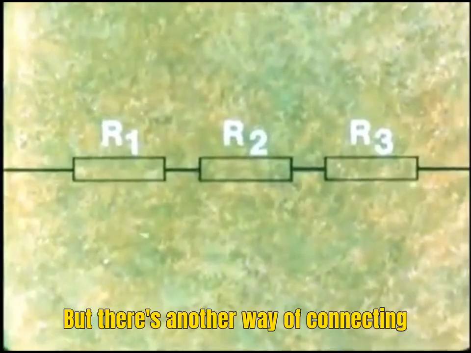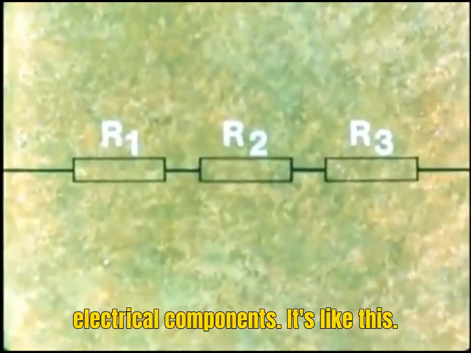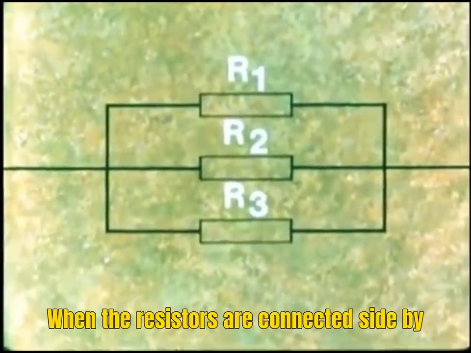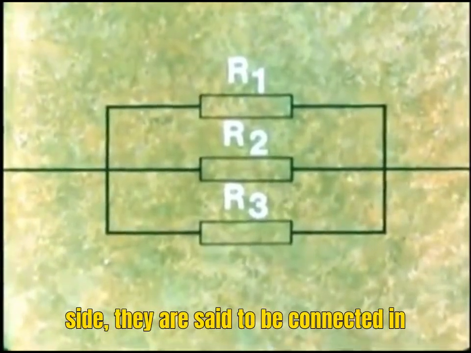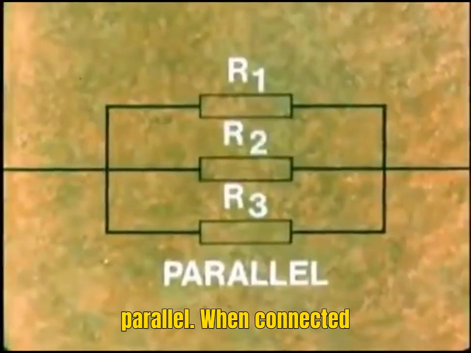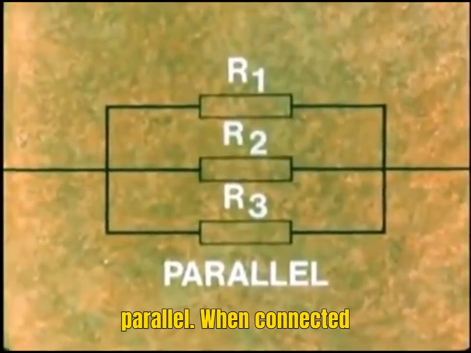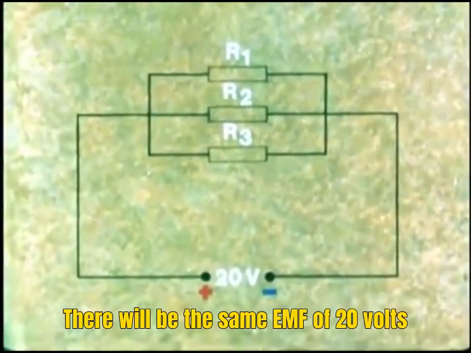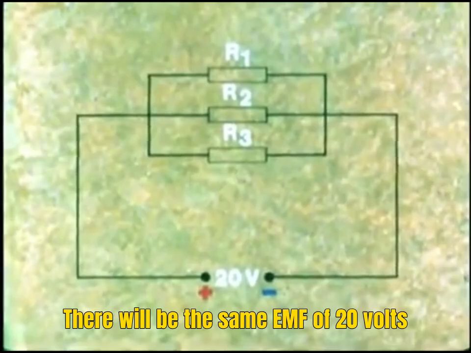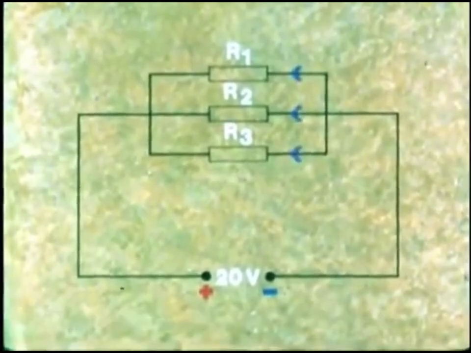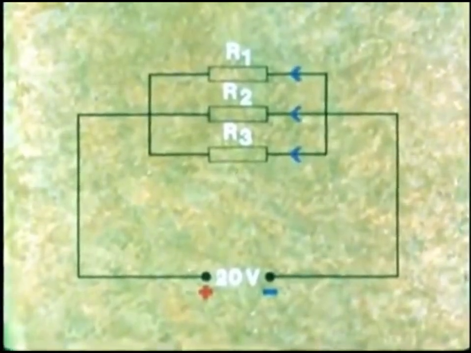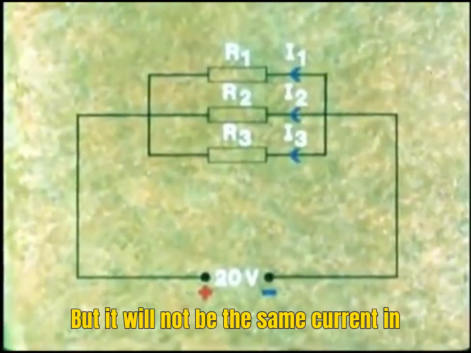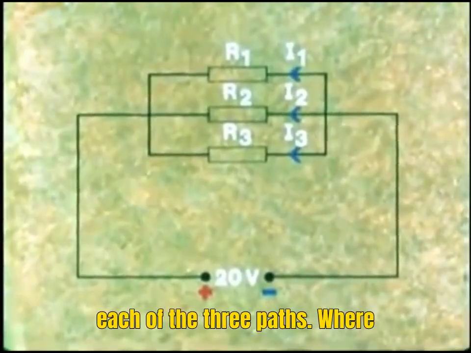But there's another way of connecting electrical components. It's like this. When the resistors are connected side by side, they are said to be connected in parallel. When connected to a source of power of, say, 20 volts, there will be the same EMF of 20 volts pushing current through each resistance. But it will not be the same current in each of the 3 paths.